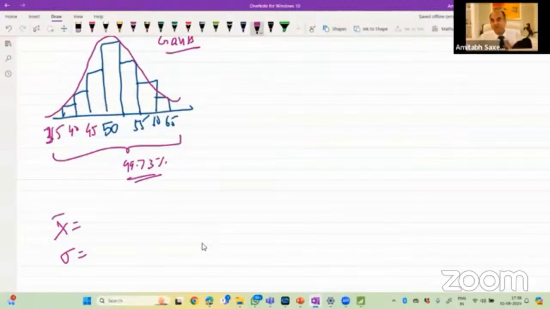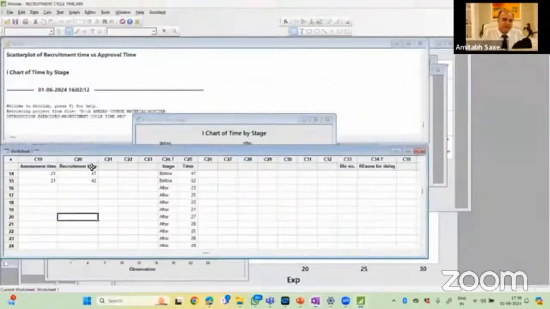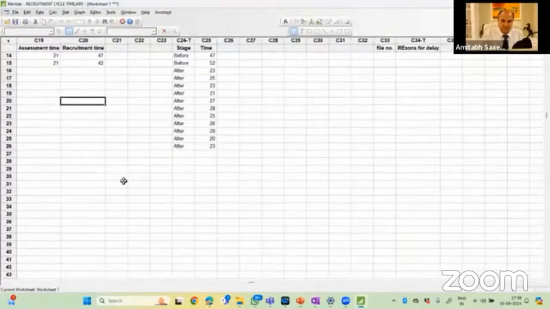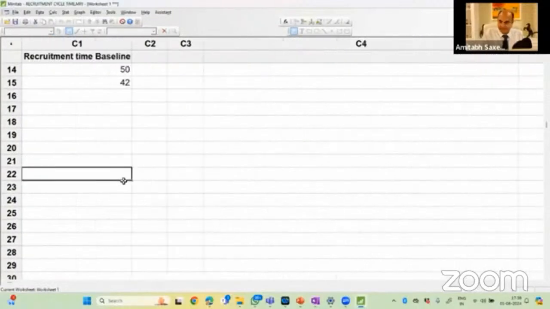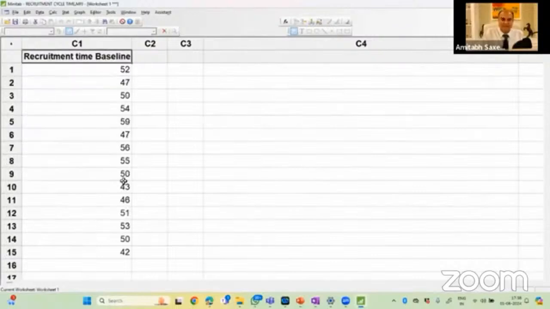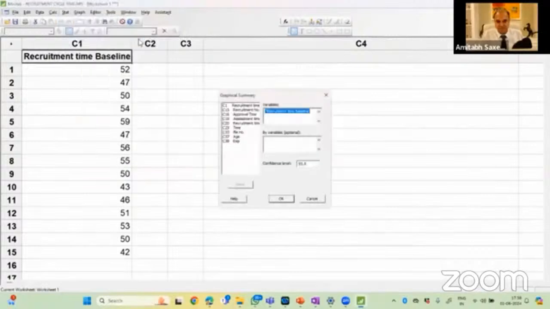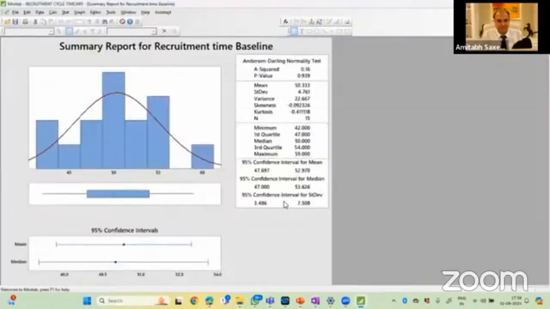When you join our session, you use Minitab. I'll show you how a green belt will typically calculate. We teach you Minitab as well in our sessions. First we collect the data. Let's say we have collected 15 samples. We'll just ask Minitab, please make our histogram. We gave the recruitment cycle time, and it tells us the cycle time average is 50 and standard deviation is almost 5.